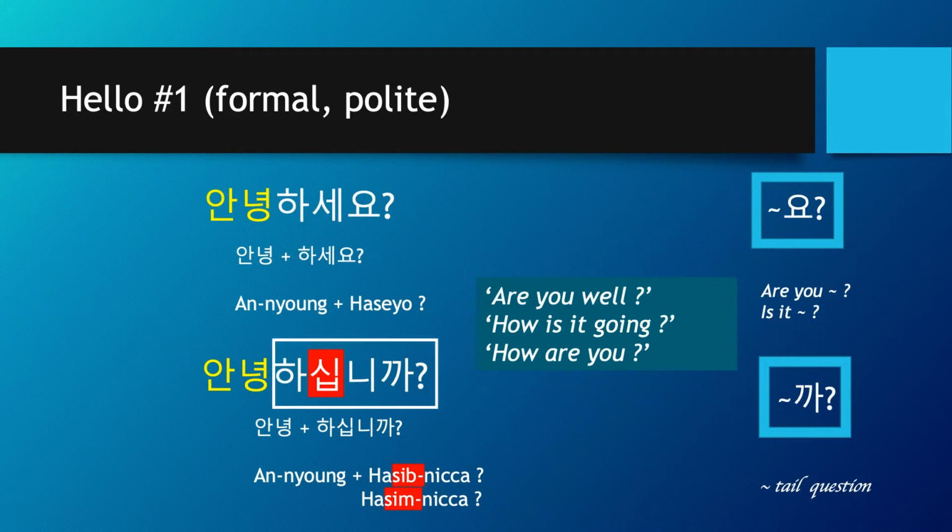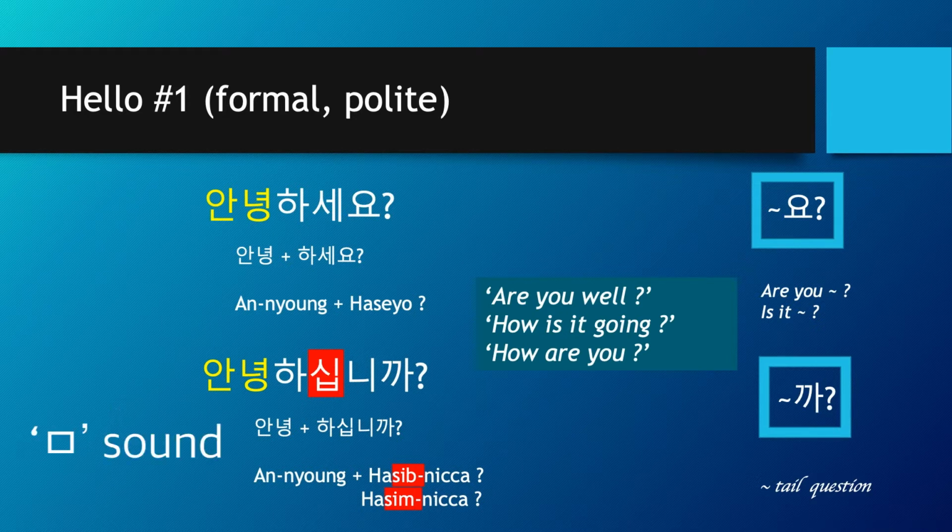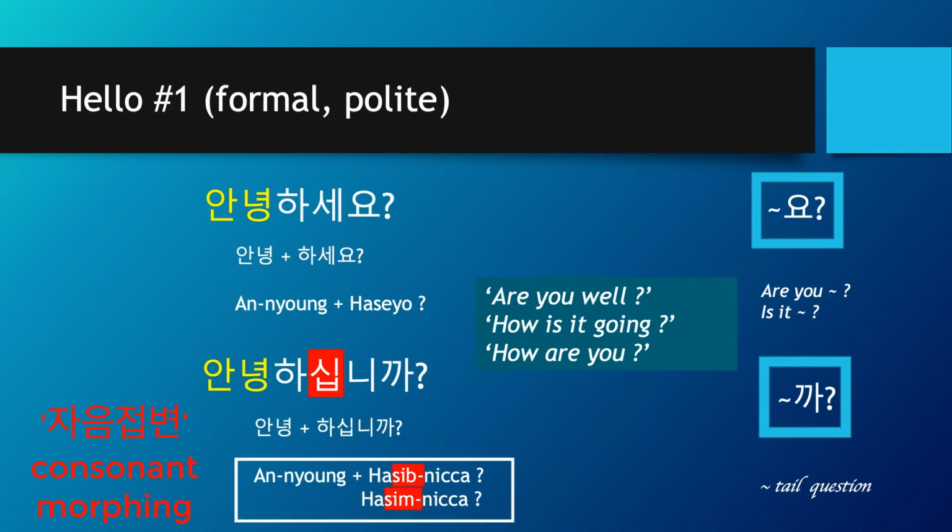Remember, 하십니까 is actually read as 하심니까 in normal conversation speed. Since 받침 비읍 collides with next 자음 니은 and the 받침 비읍 sound is morphed into 받침 미음 sound, the M sound. In Hangul grammar, it is called as 자음 접변 as we learned before.